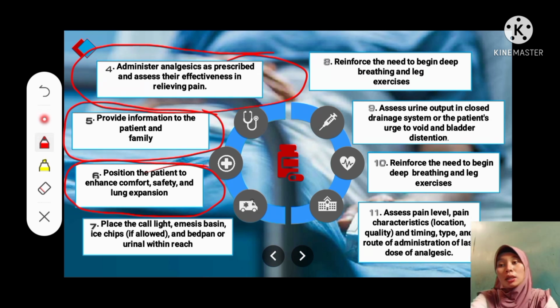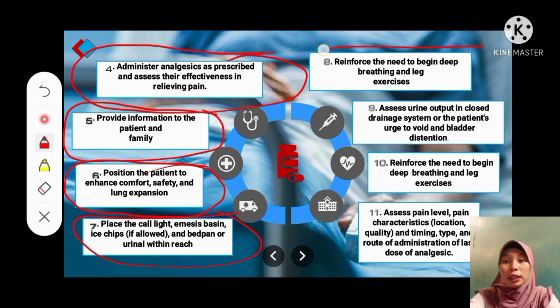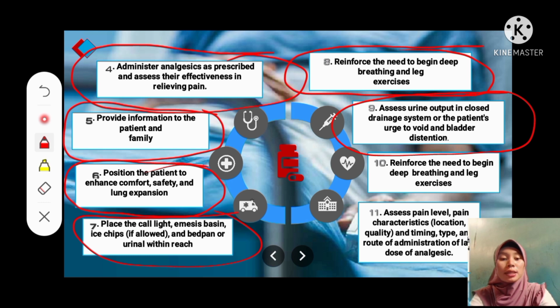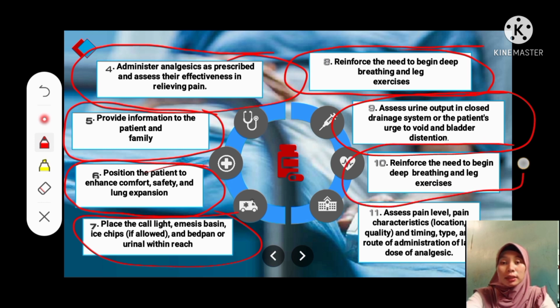Then the next is place the call light, emesis basin, ice chips if allowed, and the bedpan or urinal within reach. So the rationale is attending to these needs provides for comfort and safety. Reinforce the need to deep breathe and do leg exercise. So this activity helps to prevent complication. Assess urine output in closed drainage system or the patient's urge to void to avoid bladder distension. So the rationale is assessment provides a baseline and helps identify signs of urinary retention.